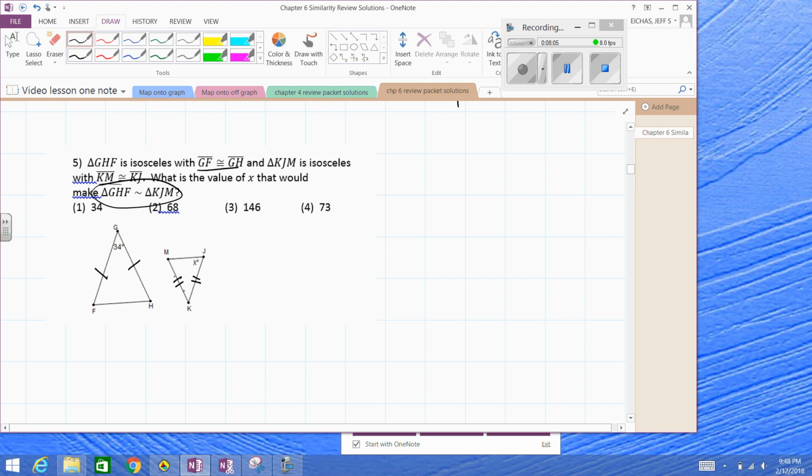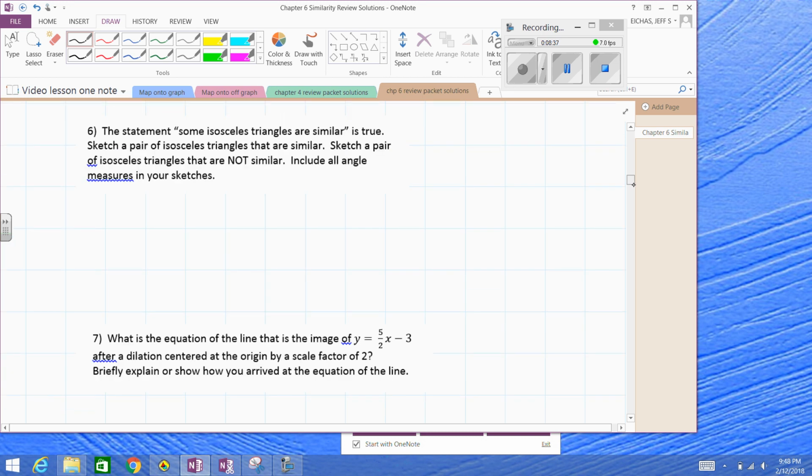We know this is 34 degrees, right? If they're similar, these are definitely corresponding. So corresponding angles of similar triangles are congruent. So let's just focus on this triangle right here. If the vertex angle is 34, we're going to go 180 minus 34, 146, and then take that and divide by 2 to get 73. So these are both 73 degrees. That's it. Okay, let's see if we can get one more in on this one.